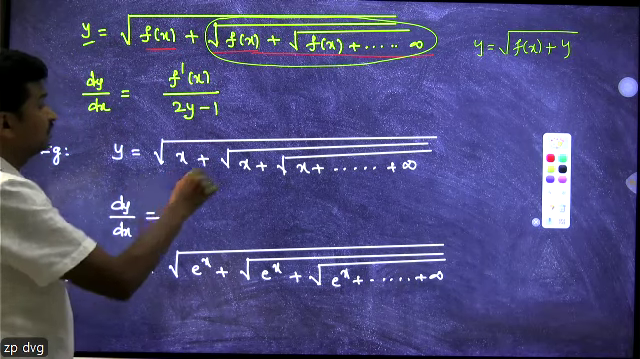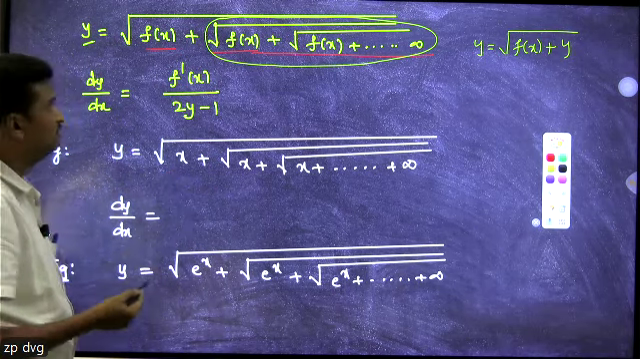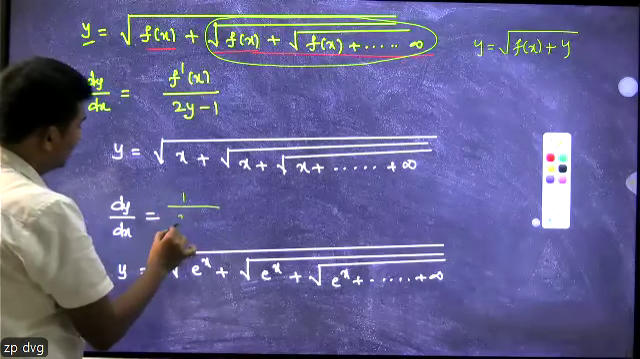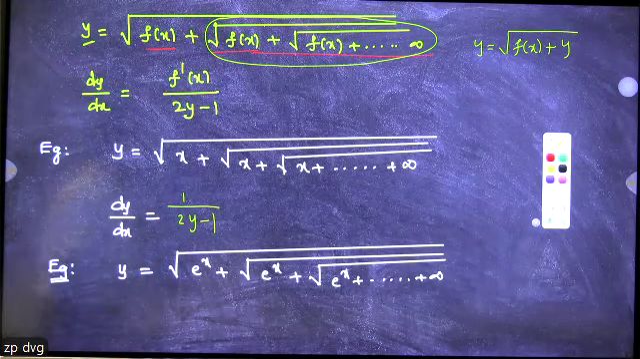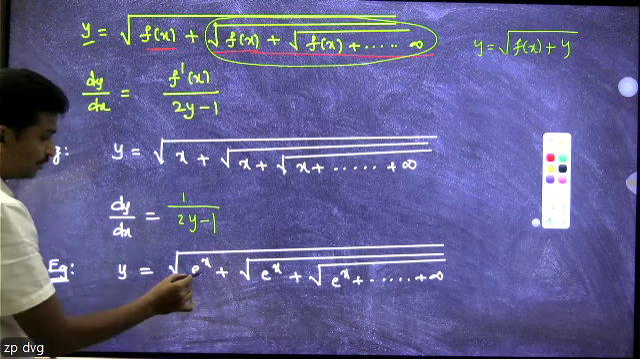Suppose the question is given like this: y equal to root x plus root, and so on. Don't be terrified by seeing this problem. The answer is very easy. Dy by dx is f dash of x, derivative of x is 1, divided by 2y minus 1. Dy by dx is 1 divided by 2y minus 1. And similarly, you see this one, same with e power x plus e power x.